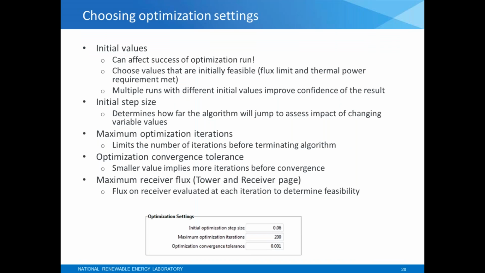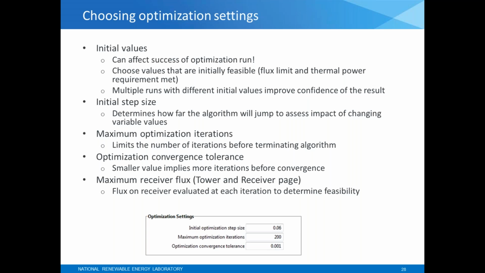Now we're talking about field optimization, so we need to take a look at how we've set up the solar field optimization settings. There's a few things to note here. The first and the most important thing are the initial values that you use. The initial values are drawn from the inputs in SAM. So if you've got a tower height and receiver geometry specified, it's going to start looking for optimal solutions around the point that you've specified already in the SAM inputs.